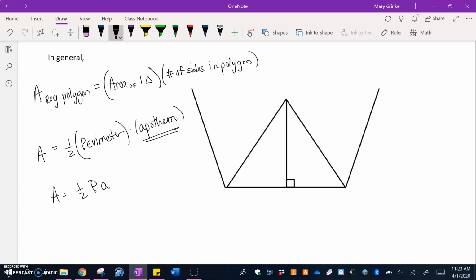So looking at this, we have a polygon with n number of sides. The radius here is the distance from the center to the vertices. The apothem is the distance from the center to the side. And since it's the distance, this right angle is implied here. So your apothem is going to be the height of the triangle pretty much. So 1/2 the perimeter times the apothem would give you the area of the regular polygon.